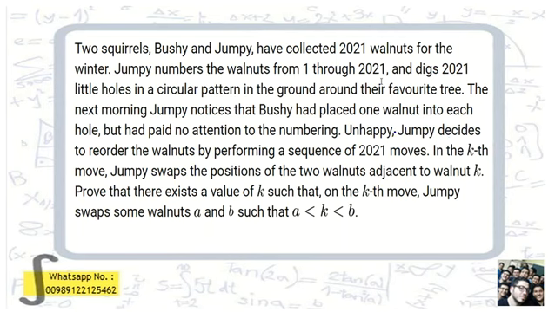Unhappy, Jumpy decides to reorder the walnuts by performing a sequence of 2021 moves. In the kth move, Jumpy swaps the positions of the two walnuts adjacent to walnut k. Prove that there exists a value of k such that on the kth move, Jumpy swaps some walnuts a and b such that a is less than k less than b.